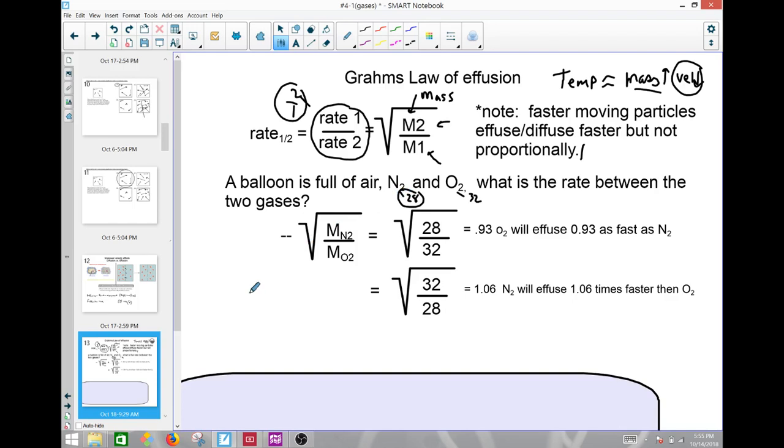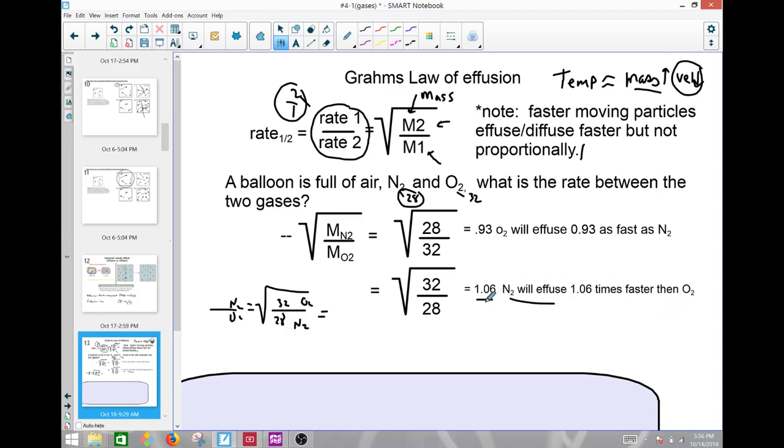How many times faster is nitrogen going to effuse than oxygen? I want to know the ratio of nitrogen to oxygen. This is going to be equal to the square root of the molar mass of oxygen over the molar mass of nitrogen. This is going to be 32 over 28, and we can go ahead and solve it. You'll see the math is already here. So nitrogen will effuse 1.06 times faster than oxygen.